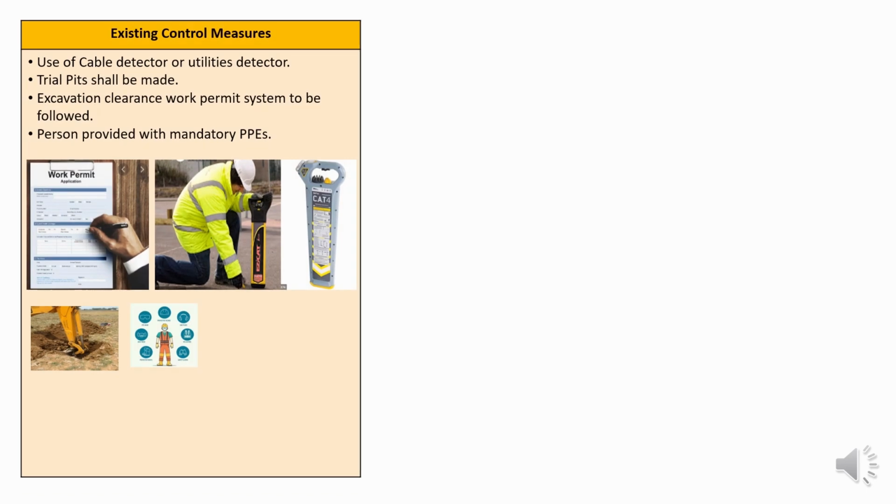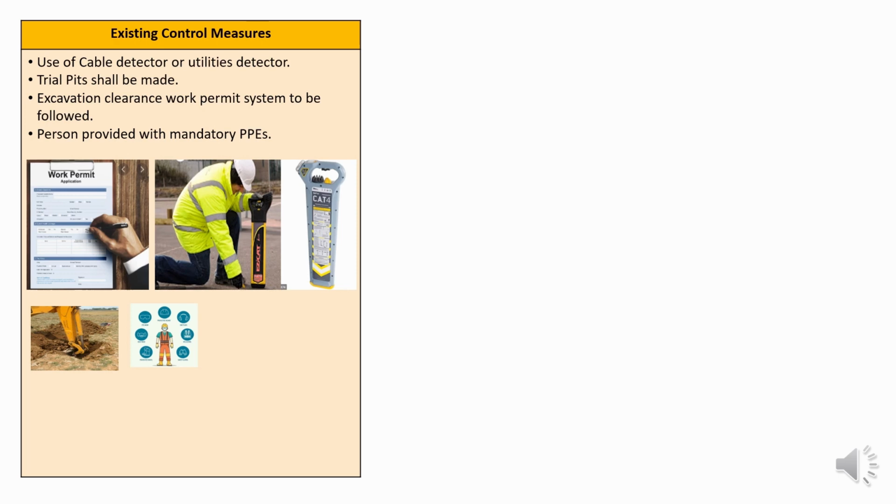So in the utility portion, if we use the cable detector or utility detector, by using this engineering control, we can eliminate the hazards, right? Second, if trial pits are done, by using trial pits we can identify that there is an underground utility. Third control measure, the excavation clearance work permit shall be followed. So this comes under administrative control.